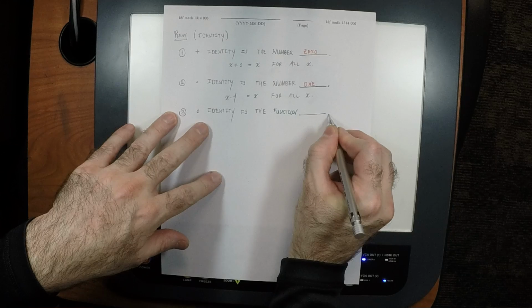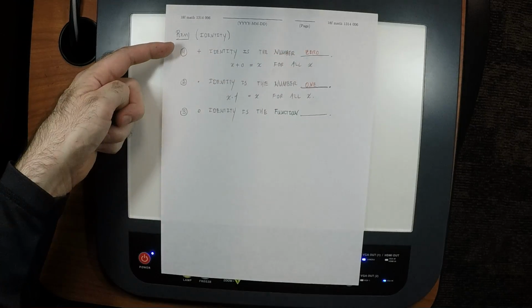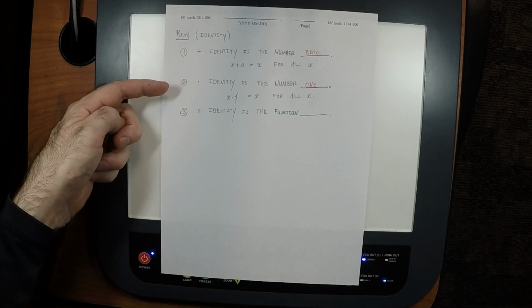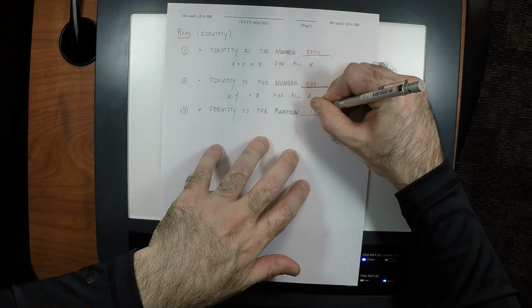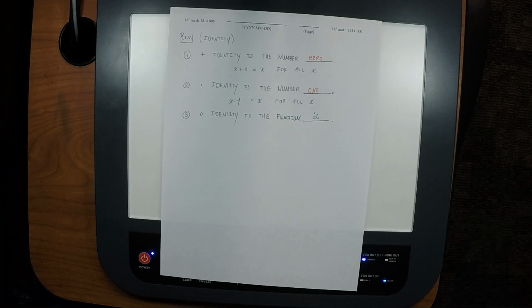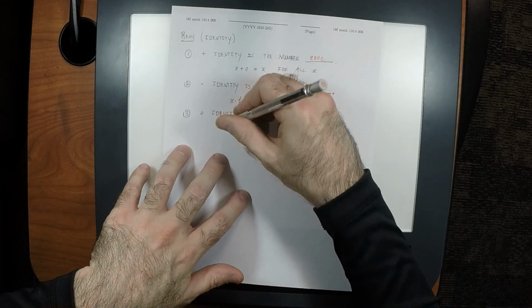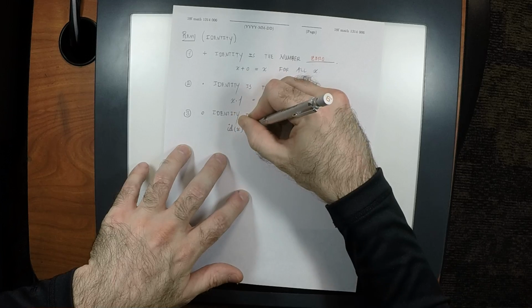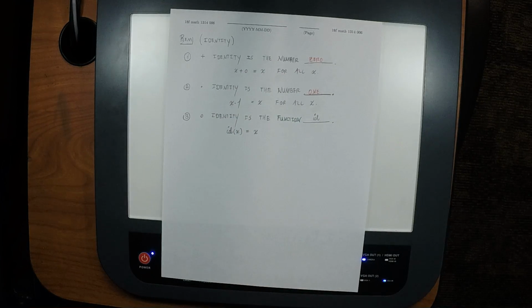And then, most of the time students don't know it before they get here. So the additive identity is 0, the multiplicative identity is 1, the compositional identity, its name is ID. That's its name. So now, because it's a function, I have to tell you how it's defined. I have to tell you what its formula is. That ID of x is x. That's pretty easy, right?